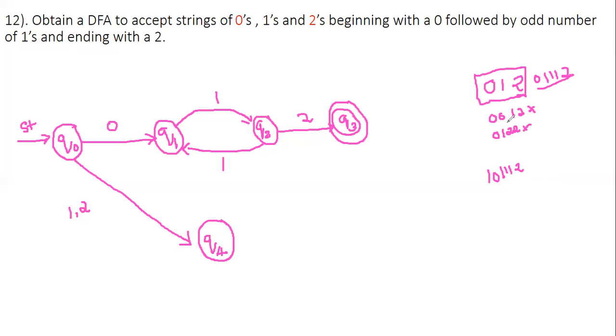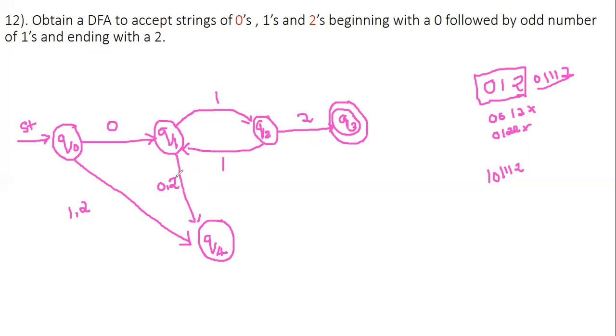Now, if you are beginning with multiple zeros, see here, the first 0 will be processed by Q0, and you will be reaching Q1. So for Q1, what I left is I need to provide a transition for 0 and 2 because I already have a transition for 1. What I left is 0 and 2 exactly. So if Q1 is receiving 0 or 2, it should be transferred to the trap state.